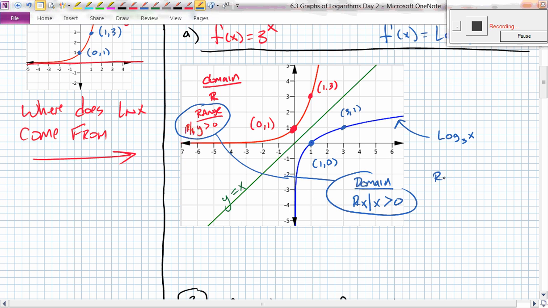And then what's the range of my blue graph? All real numbers, which happens to be the domain of my exponential function. So tripped out, right? That's the main point. I want you to understand the relationship between these two things. So a logarithm is not this weird, crazy, scary math thing with a word in it. It's just the inverse of an exponential. That's all it is.